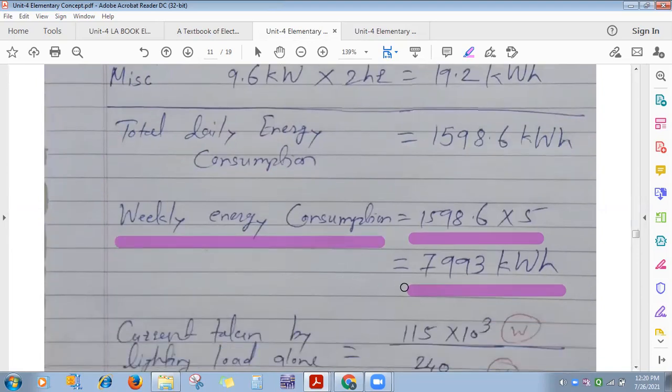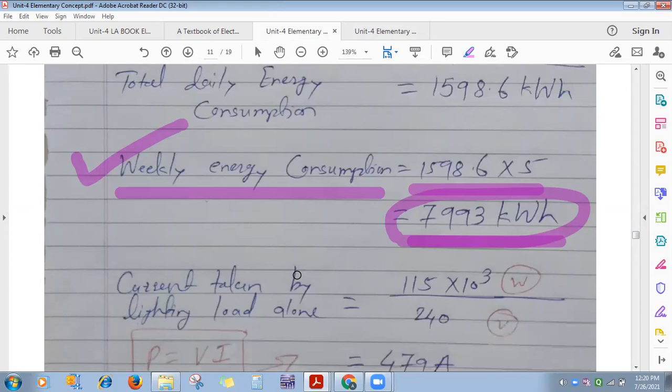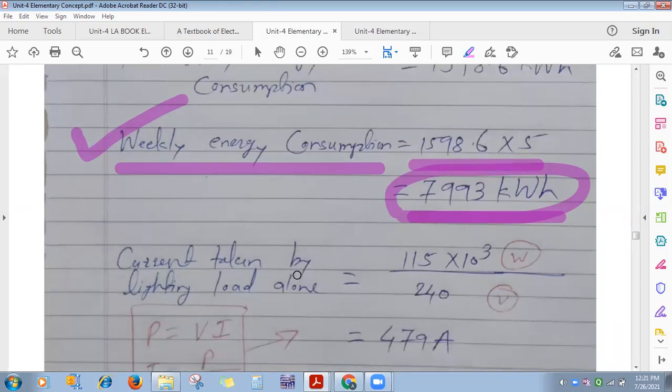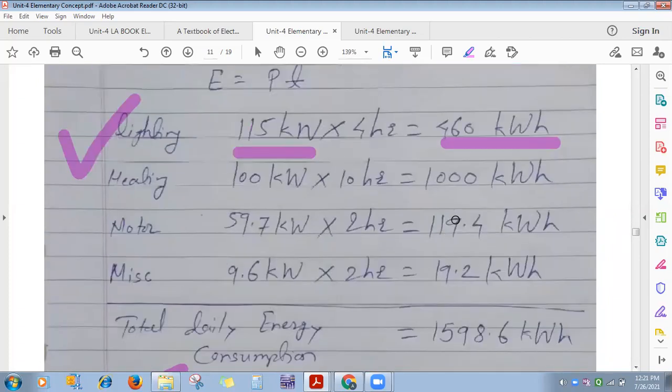So this one you have been asked to calculate. 7993 kilowatt hour weekly energy consumption in kilowatt hour is the question, isn't it? That one we have done. And what you have been asked: if lighting load only you switch on, what will be the current flowing? So lighting load power consumption is how much? 115 kilowatt. So 115 we have calculated, 115.